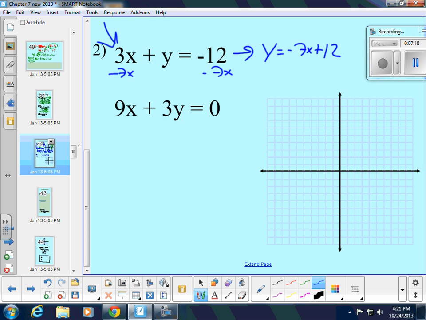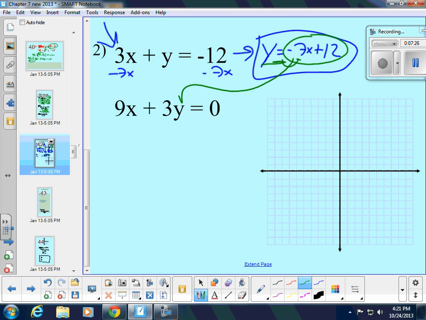Now I can solve this linear system by using substitution. I have y equals negative 3x plus 12. So again, I have y equals and then some expression. So I can take and plug this stuff in for y in the other equation. And when I do that, this should help me start solving it. So let's see what happens here.